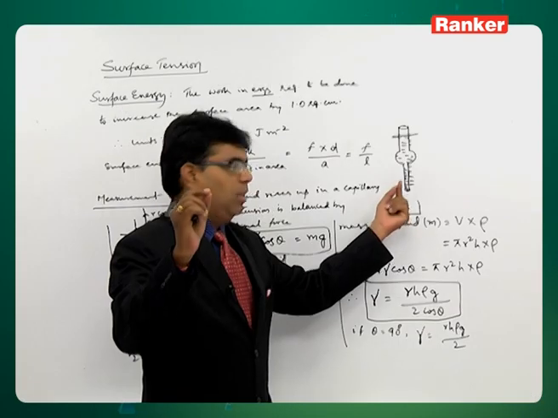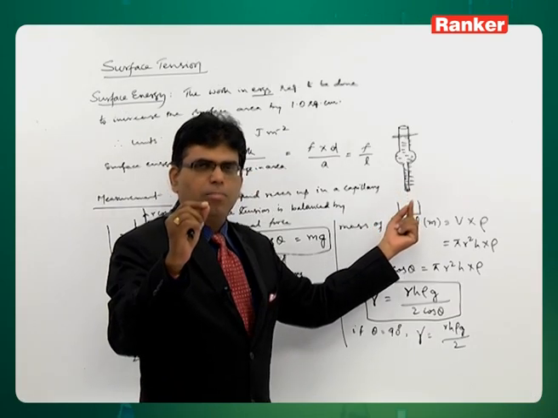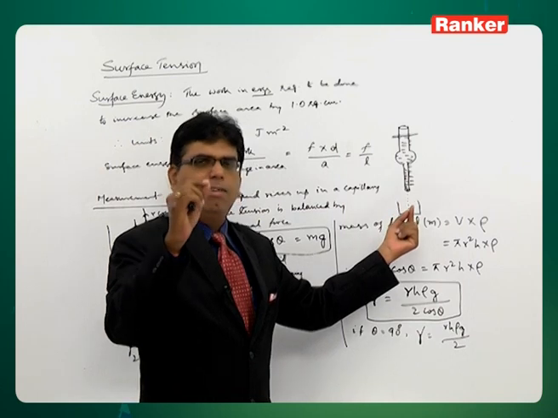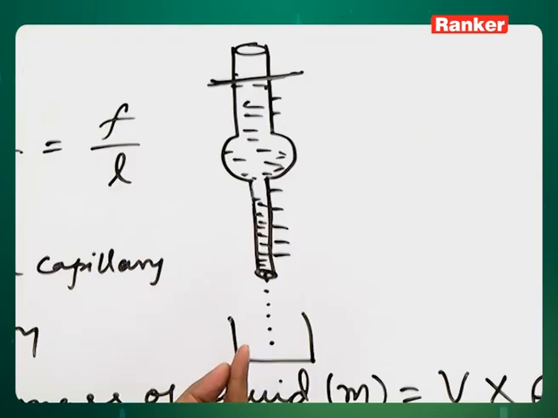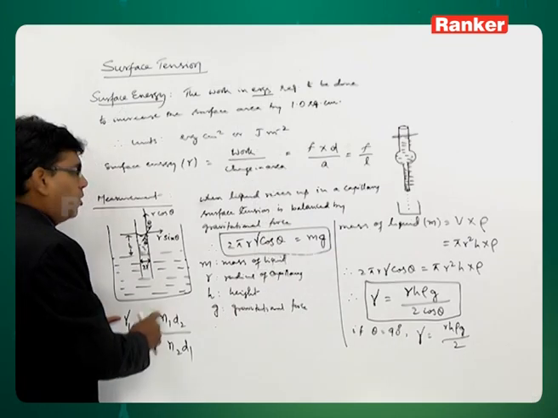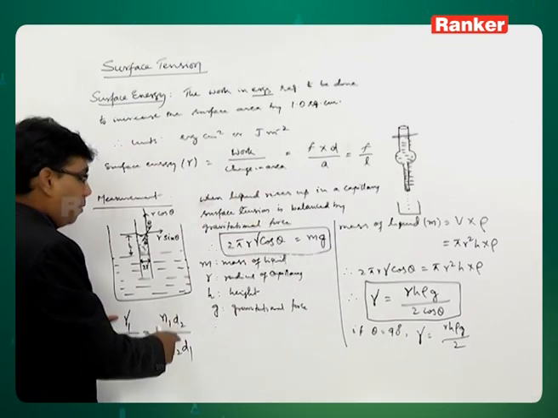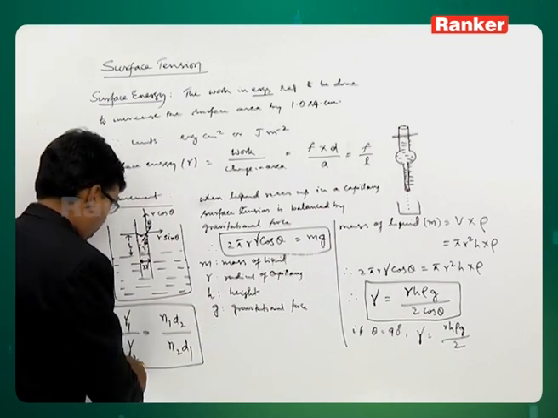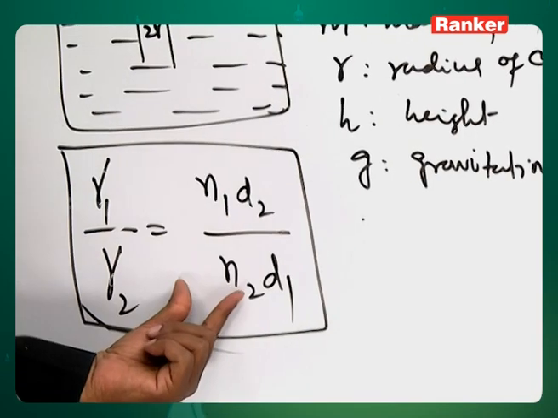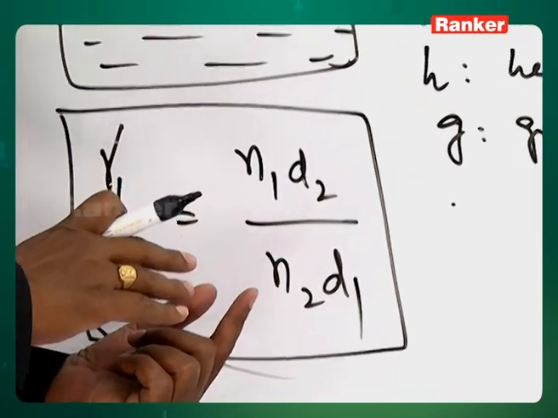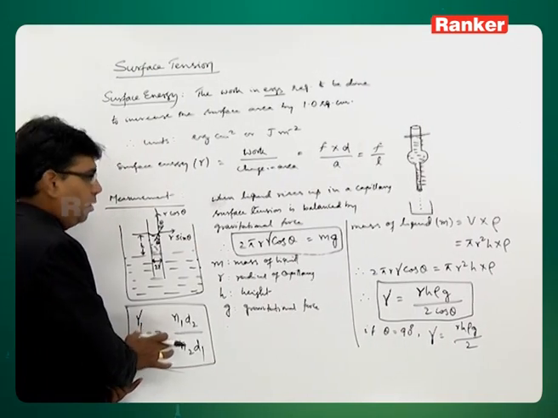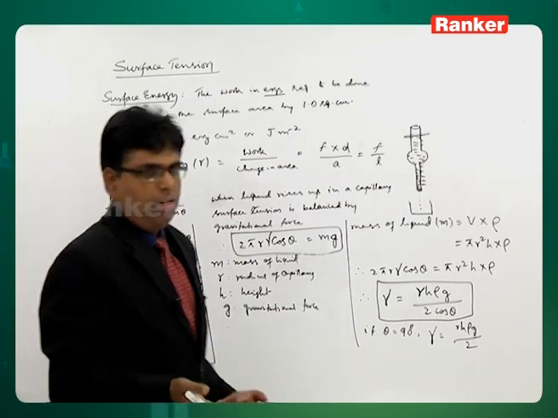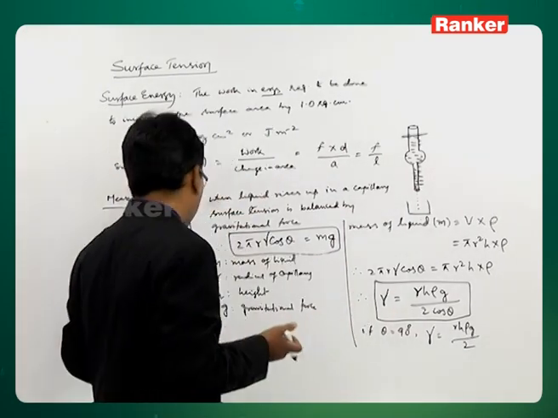In the same time, the number of drops of honey that you can collect will definitely be less than the number of water drops that you collect. So basically surface tension is directly proportional to the number of drops collected and inversely proportional to the density. From that, we can determine the relative surface tension like this. For all practical purposes, surface tension of a liquid is usually measured in this way. The other way, absolute value of surface tension, this is relative.